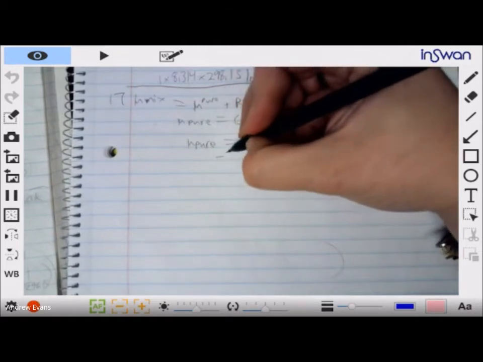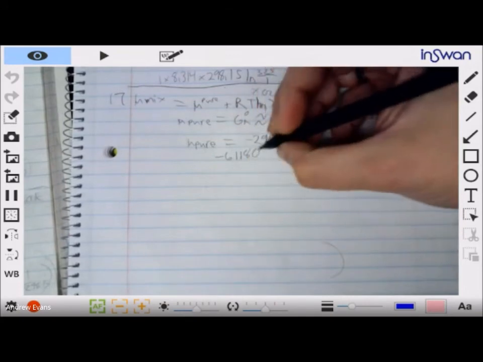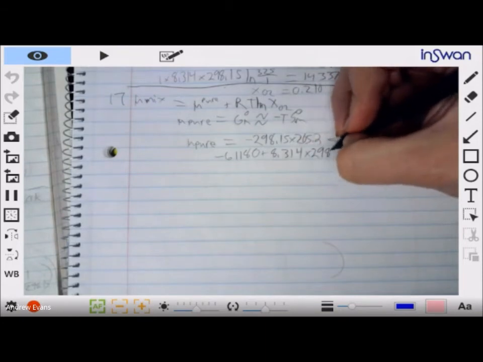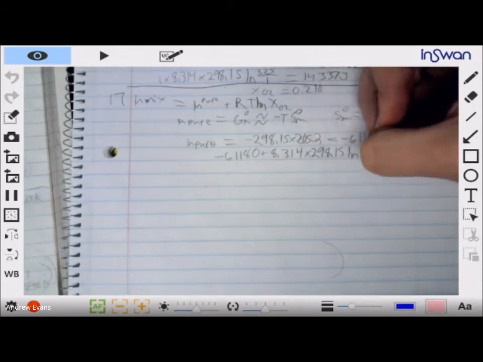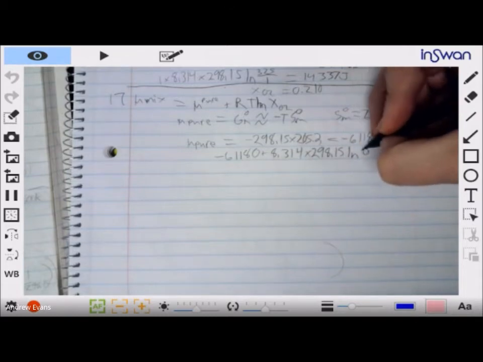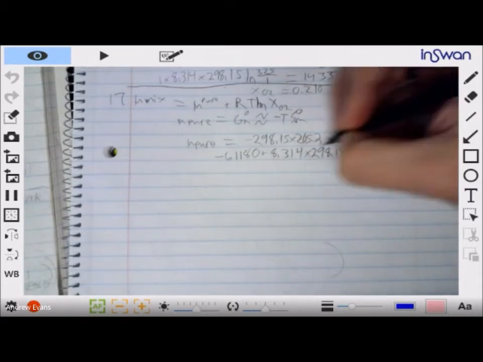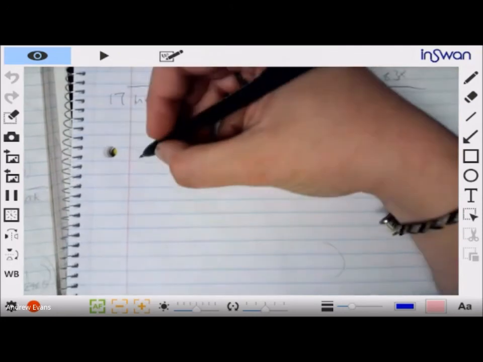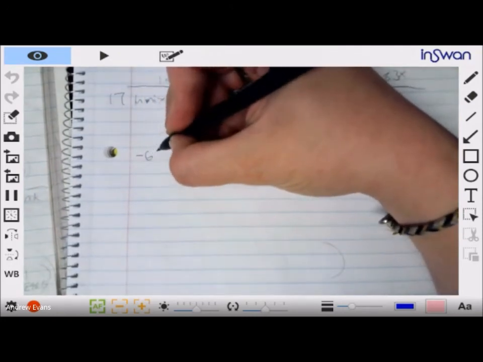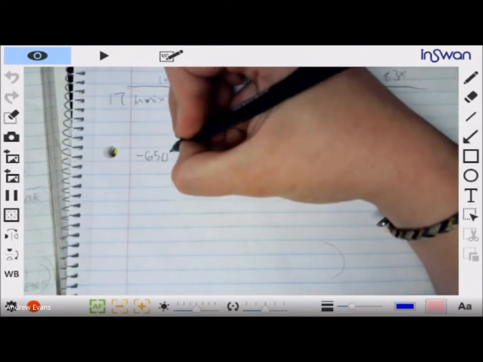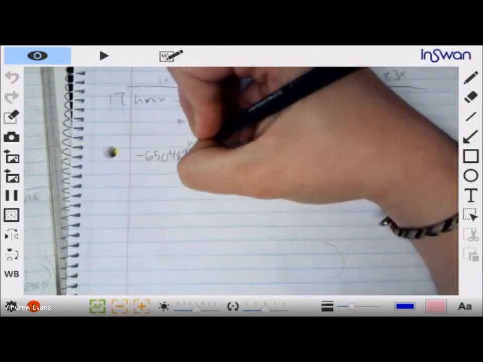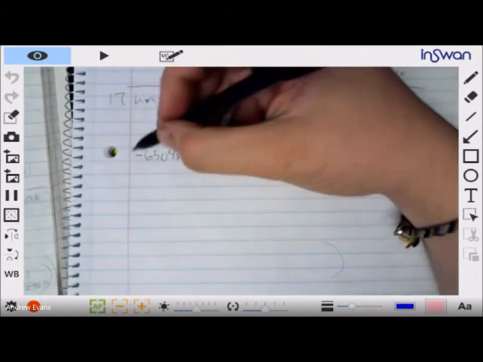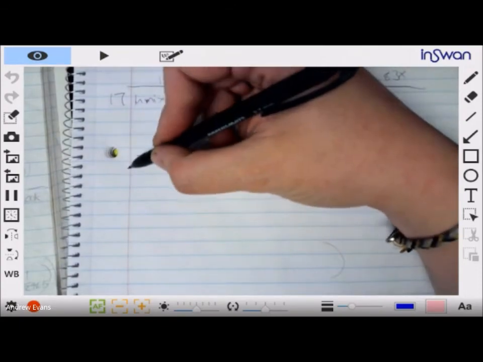Now, negative 61180 plus our 8.314 times 298.15 times the natural log of 0.210, and you would get the chemical potential of the mixture to be negative 65048.9 joules per mole of oxygen. That is the chemical potential of the mixture. So all in all, that one was relatively straightforward.